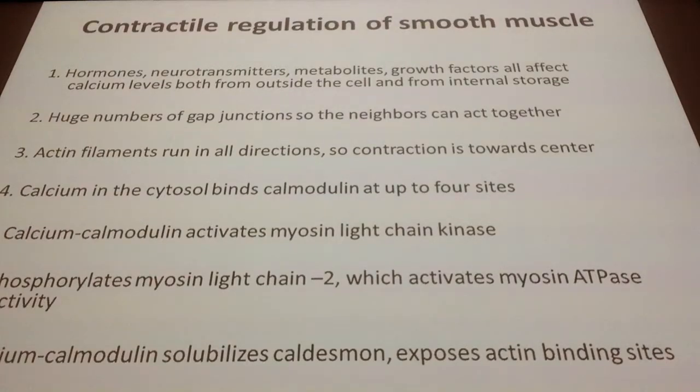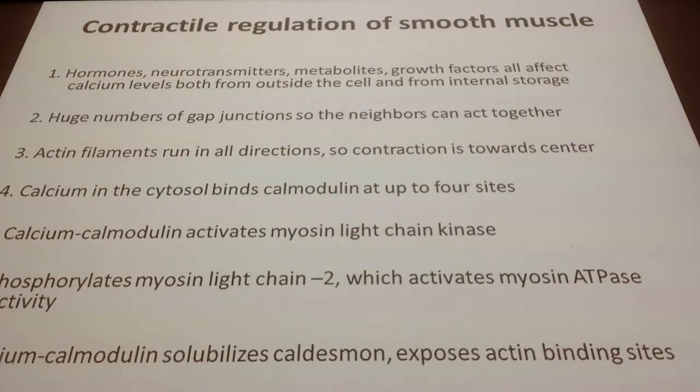The amount of calcium ions in the cytosol then directly controls how many caldesmon molecules are being destroyed. How many caldesmon molecules are being destroyed directly controls how many myosin binding sites are exposed.